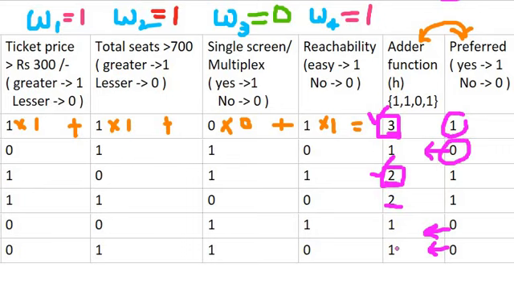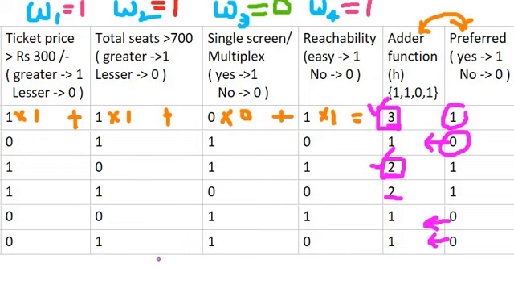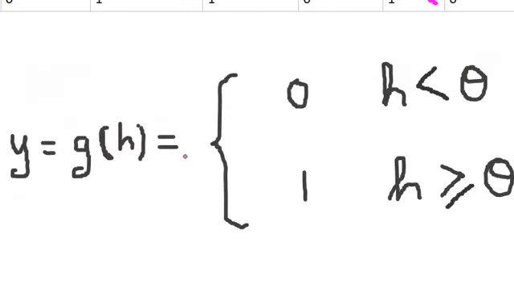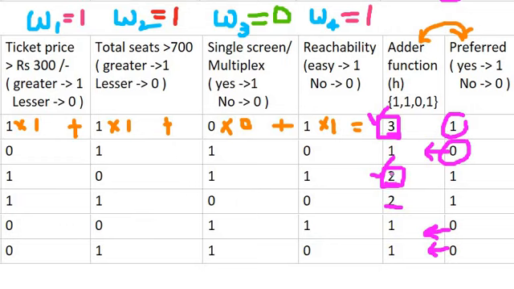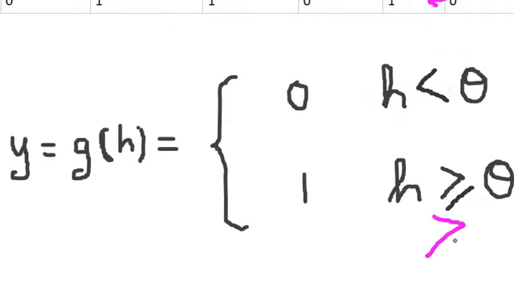Now let us calculate the threshold value for our activation function. So this is our activation function, and if the adder value, as we saw here, is either 2 or 3, that is greater than or equal to 2, then the output is 1, otherwise it is 0. So we can take the theta value as 2 here. So if the value of adder function is greater than or equal to 2, then the output is 1, and if it is less than 2, then it is 0.